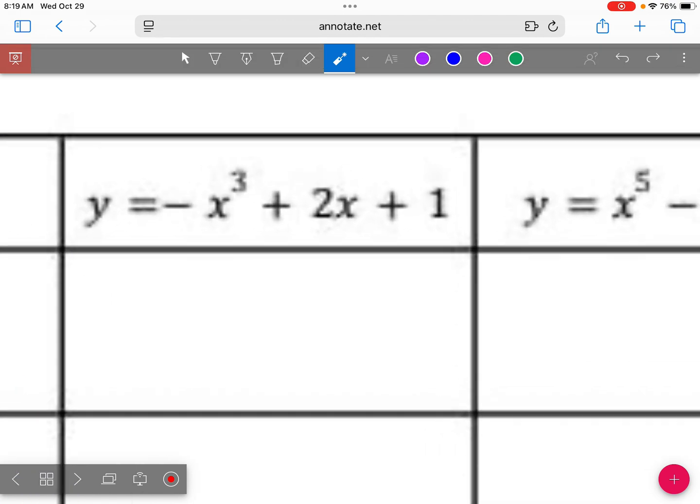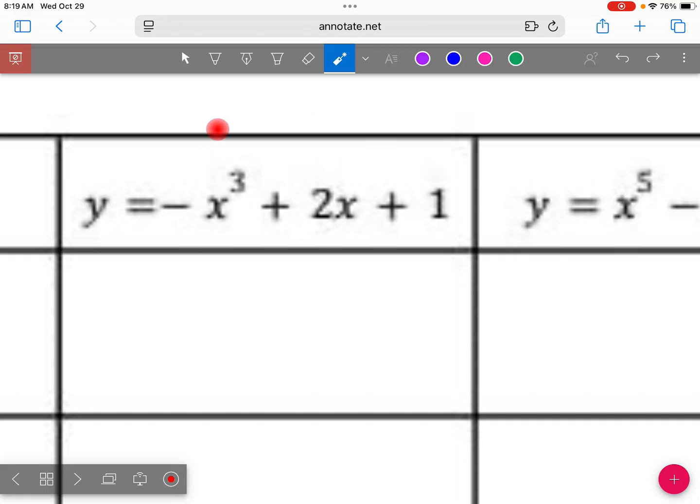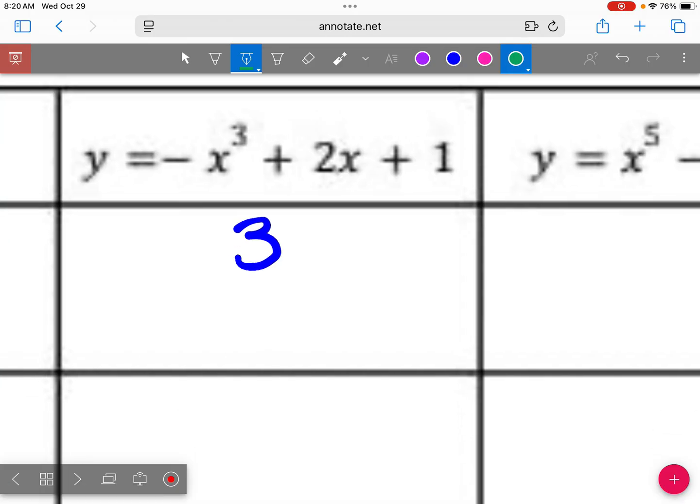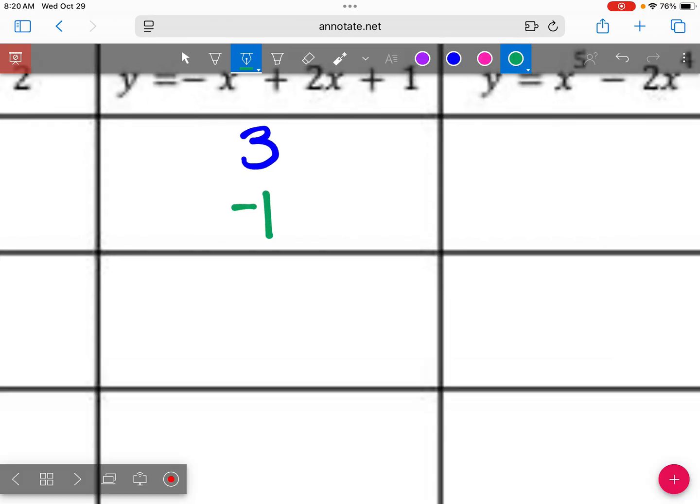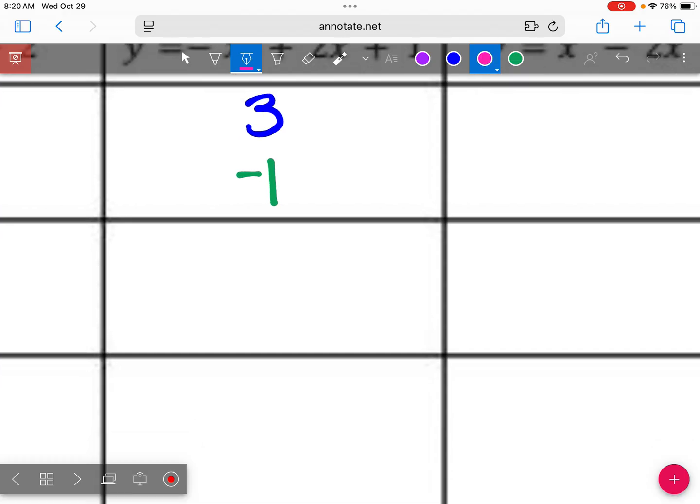All right, so on this second one over here, what's our degree? 3. What's our leading coefficient? -1. What are the maximum number of zeros we can have? What's the highest amount? 3. It's always going to be our degree.